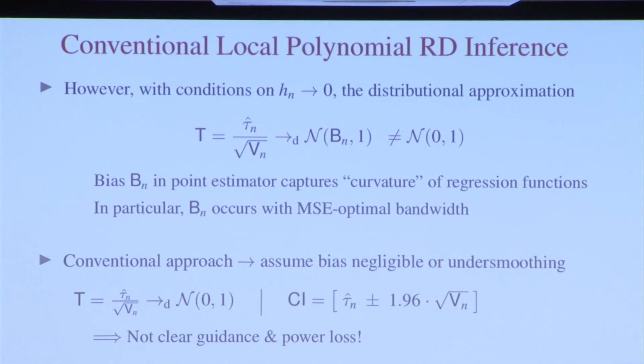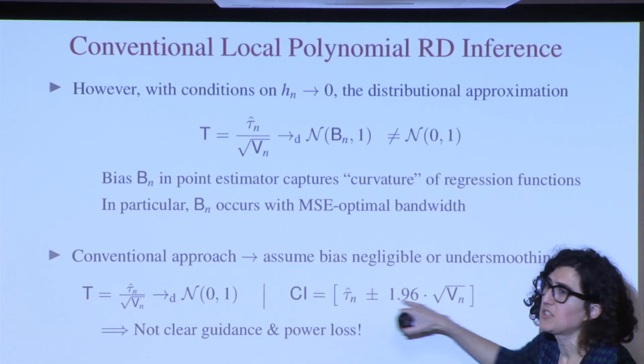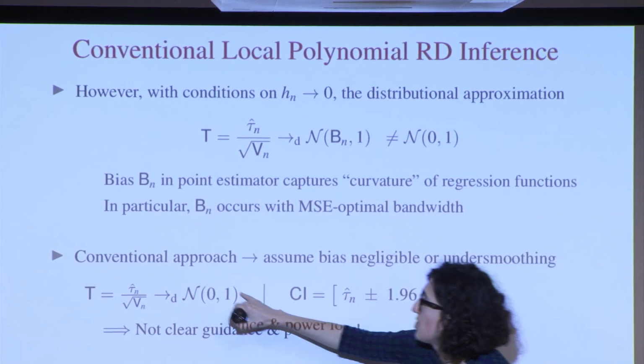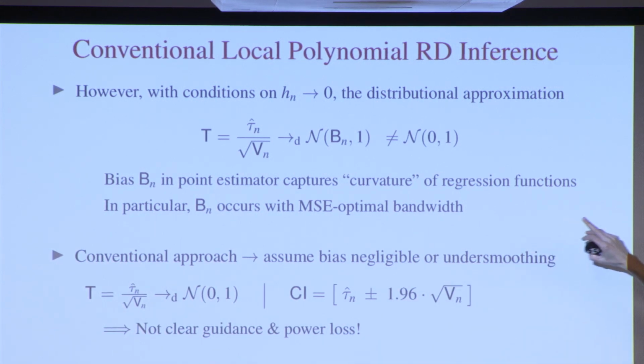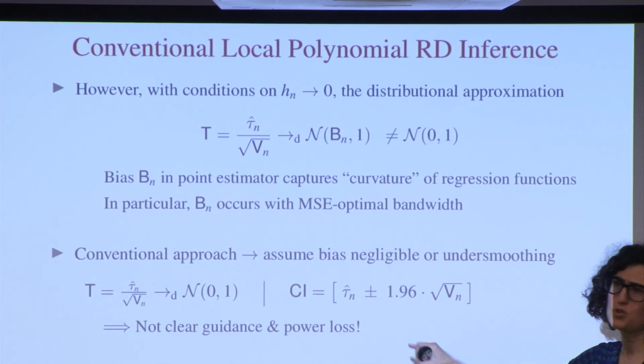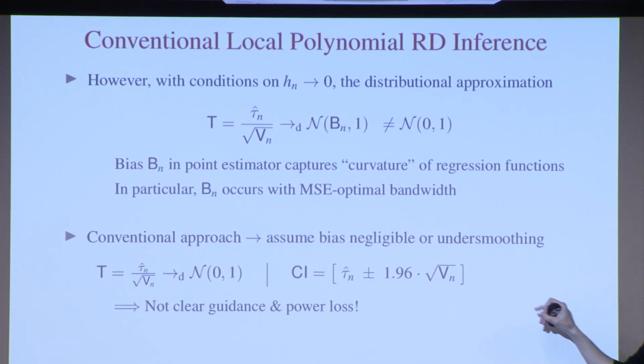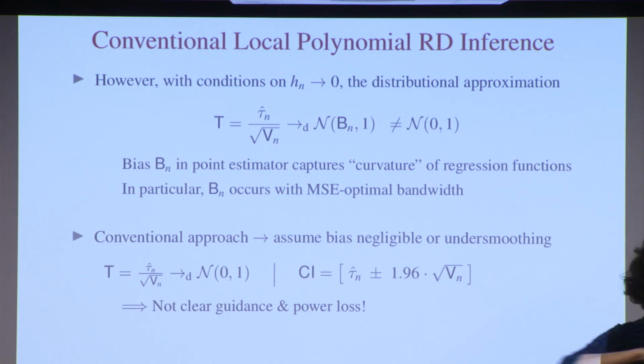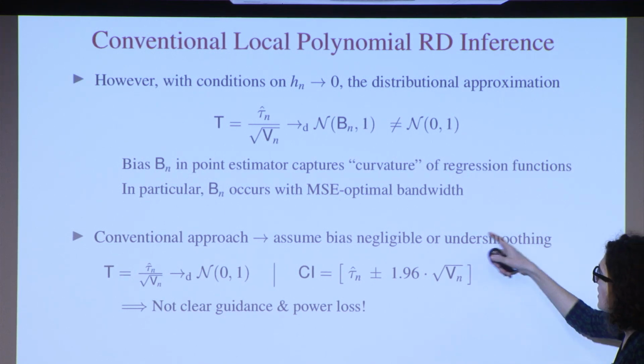So what do you need to assume to use your conventional confidence interval that just uses the standard normal? Well, you have to assume that either your polynomial is exactly the true functional form, or that your bias goes to 0 very quickly. And if it does, then that bias disappears, and it doesn't appear in the distributional approximation. So we call this the undersmoothing.